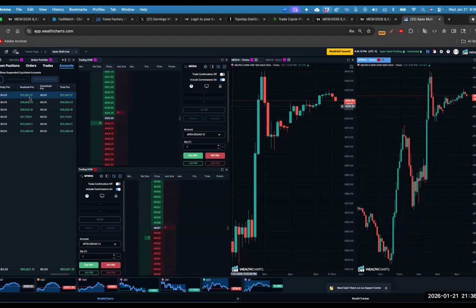Now take that same mindset and think about this. If I get a $300,000 account, and I finish the program, I finish everything, 1% of that is $3,000. And if I lose, the max is $30,000. That's 10% of $300,000.